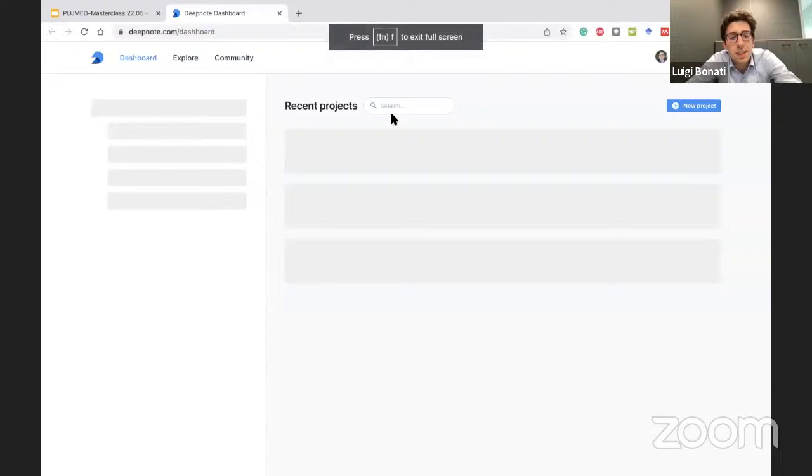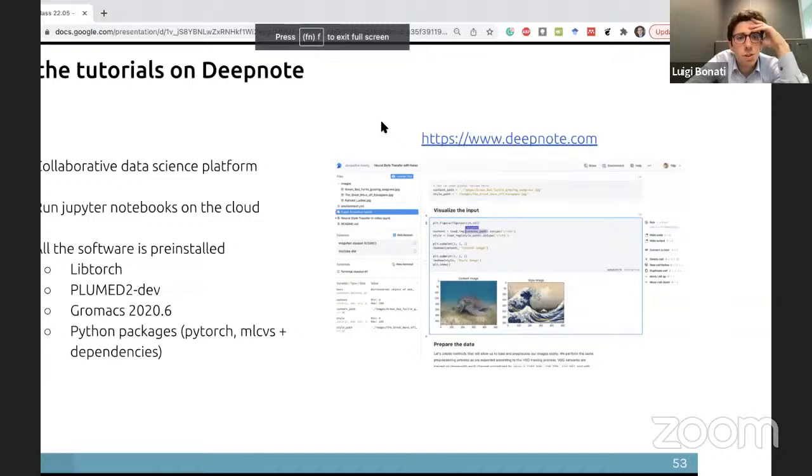What we'll find on DeepNote is this project within PLUMED Masterclass. You will need to duplicate it, because this is actually very similar to Google Colab for those of you who already use it. So we can duplicate it as a personal project. Now it says starting up hardware. Here you find all the software and also the data for the tutorials, which are in these Jupyter notebooks, from which you can execute the cells. And as you will see, you can also run the GROMACS simulations directly from here if you want.